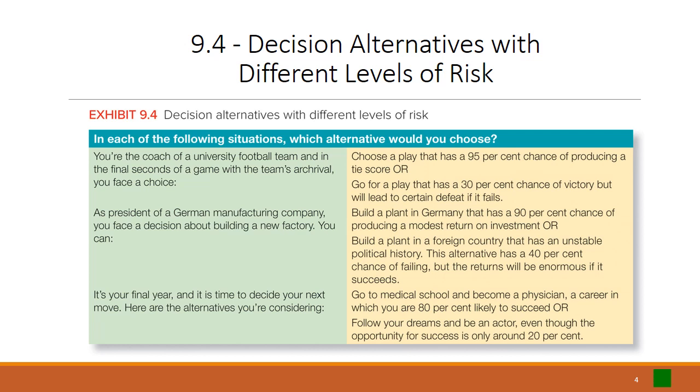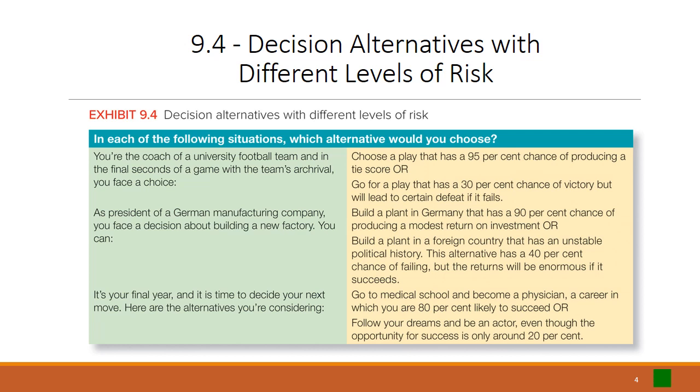How about if you were the president of a manufacturing company and you have to decide about starting a new factory? Do you build the plant in your home country with a 90% chance of producing a modest return on investment? Or do you build a plant in a foreign country with an unstable history, but even though there's a 40% chance of failing, the returns are enormous if you succeed?